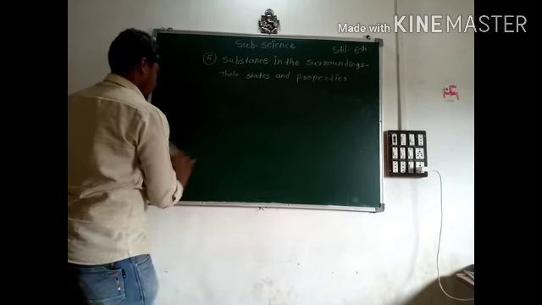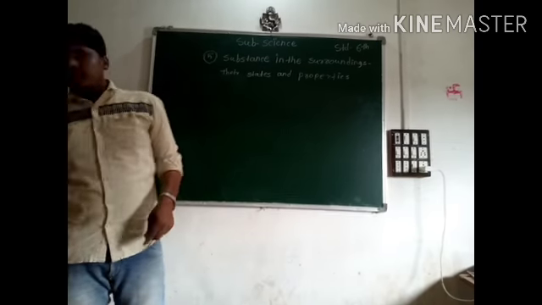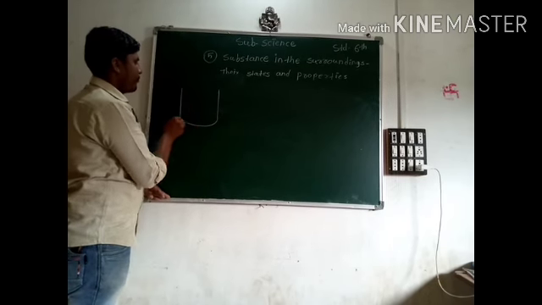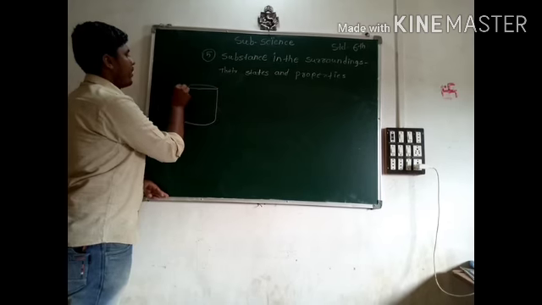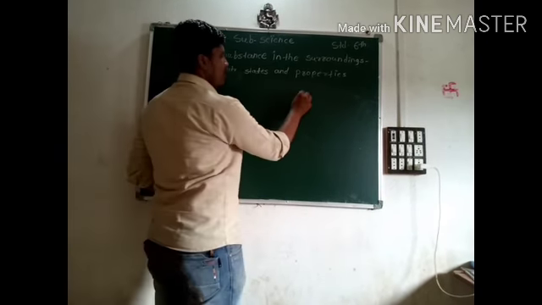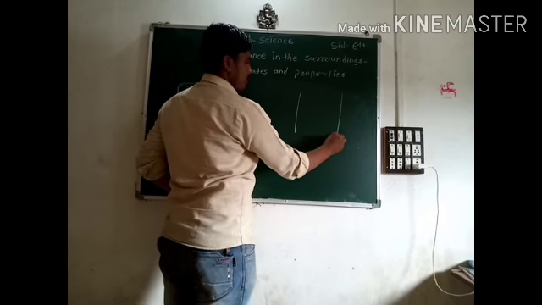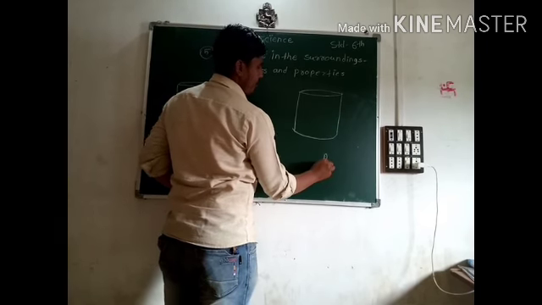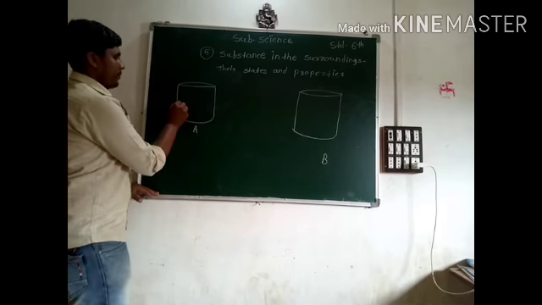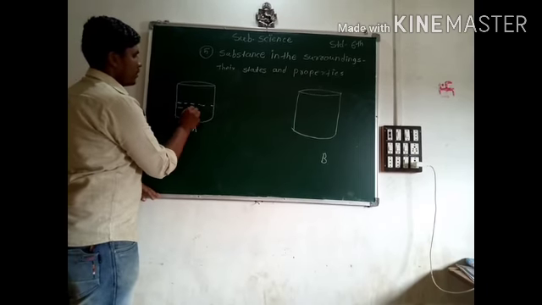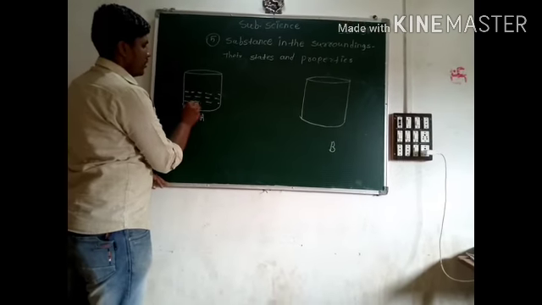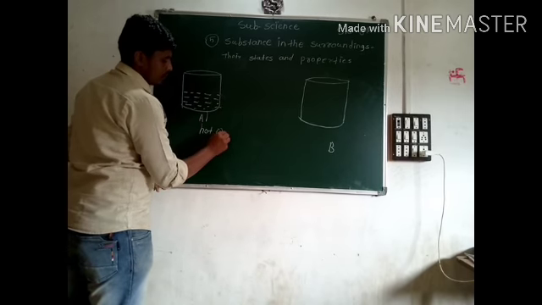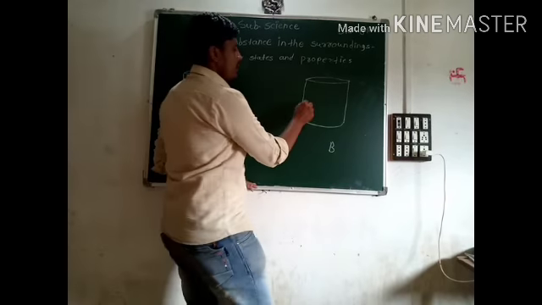Activity. Use two beakers, beaker A and beaker B. In one beaker, add hot water, and in the other, add ice.